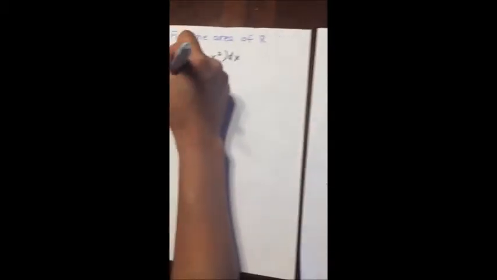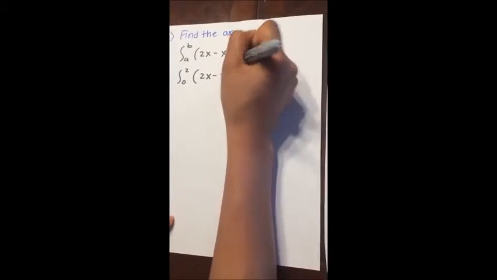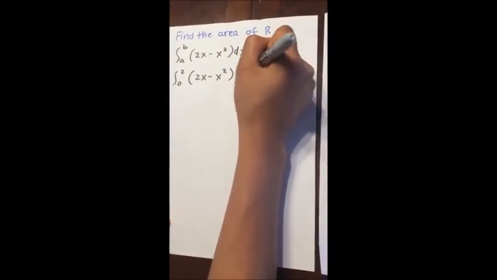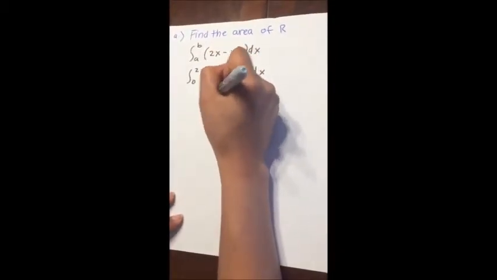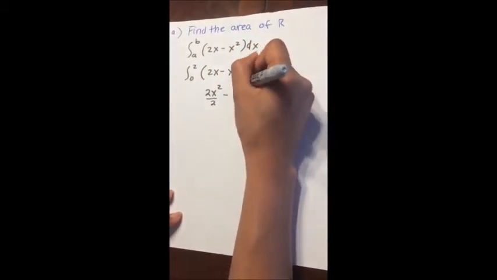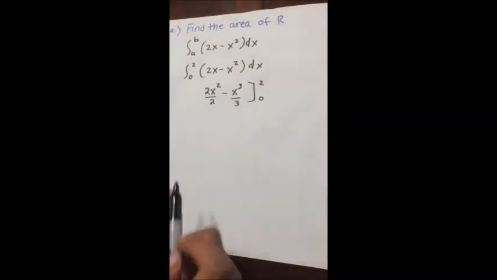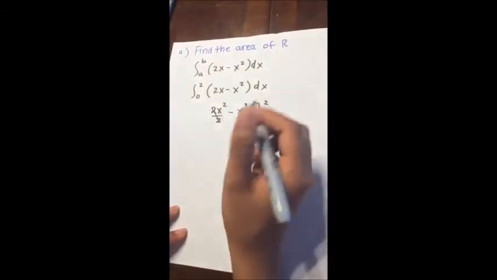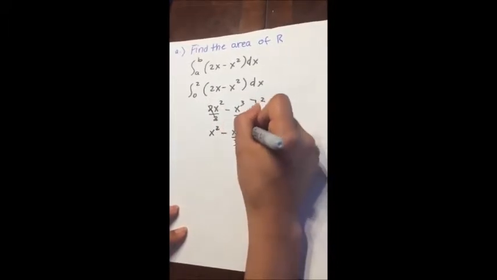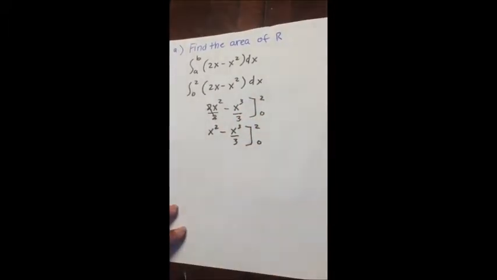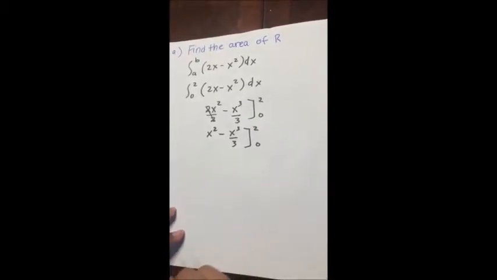So we just plug in the limits, 0 to 2, of the integral of 2x minus x squared dx. Now we integrate this to get 2x squared over 2 minus x cubed over 3, from 2 to 0. We can simplify this by crossing off the 2's, so we get x squared minus x cubed over 3, from 2 to 0. The next step is to do f of b minus f of a.